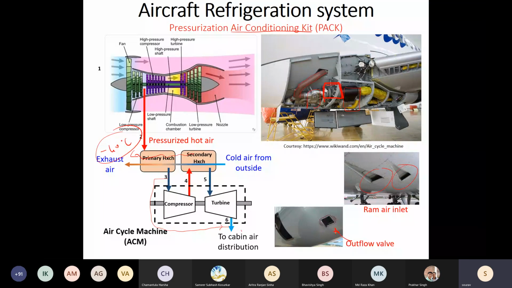So the leakage is not under your control, but how much air will escape through this outflow valve is under your control. So the control of this outflow depends on the quality of air which is there in the cabin as well as the pressure. So you have to maintain a steady pressure and a steady amount of oxygen content, or you can say carbon dioxide content in the cabin air.